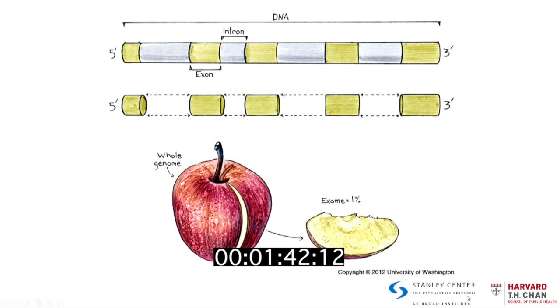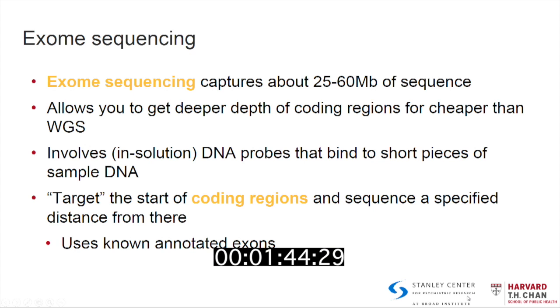So in exome sequencing, you effectively design probes to target just the exonic regions of interest. In general, you'll capture on the order of 25 to 60 megabases of sequence, and because of this more limited amount of sequence, you can get to much higher depth for the same price. So we're going to go through how exome sequencing actually works in the next few slides. But the main thing to consider ahead of time is that it relies on knowing where the exons are. So you already have your reference genome annotated for what exons you're trying to target.